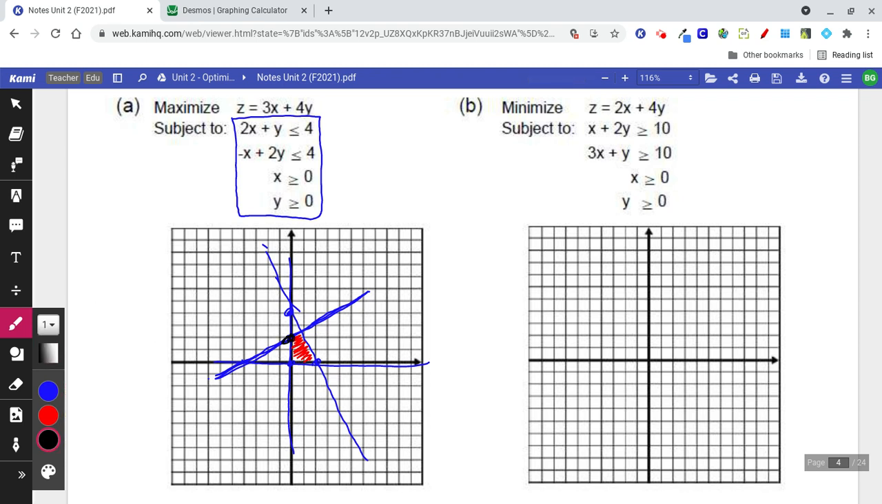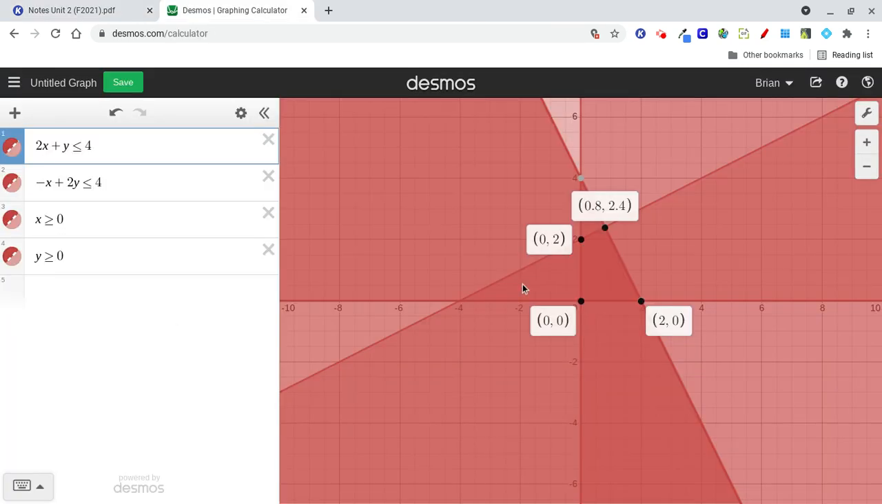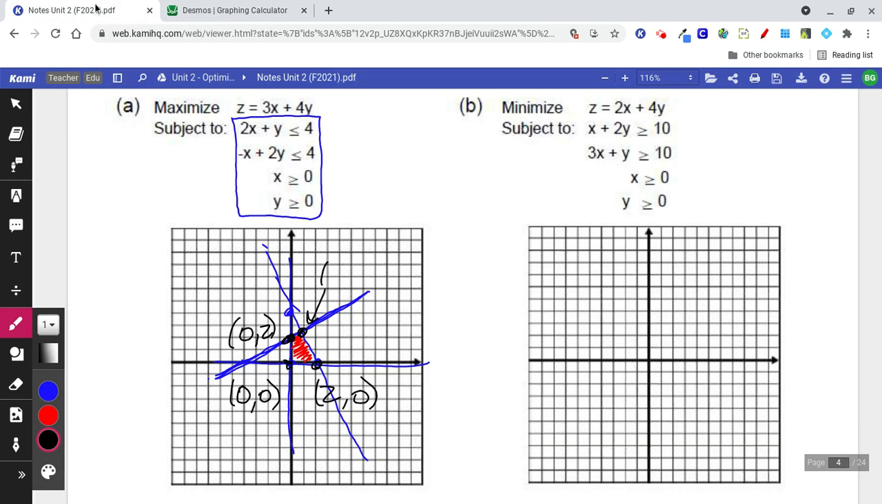And this one was the point 0, 2, and this one was the point 0, 0, and this was the point 2, 0, and then this one was the hard one. This is why I like Desmos, because it was 0.8, 2.4. It's not impossible to figure out what that point is without Desmos. You can use algebra and use substitution or something to see where those two lines cross, but it's kind of a waste of time. It's very inefficient. I don't want to do that. So here's what we're going to do.